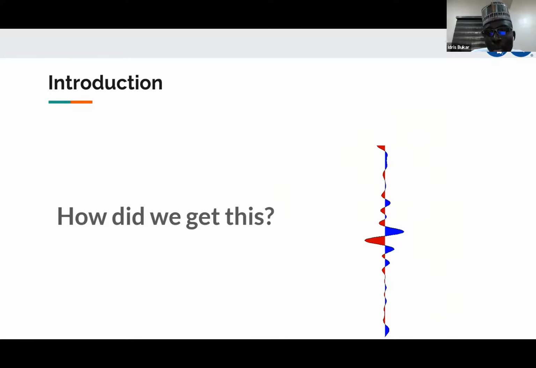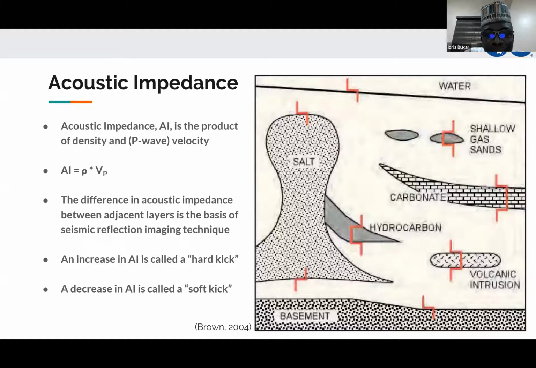Okay, so we have to now talk about acoustic impedance. So we get back to that seismic trace, but we have to go back to the basics. So AI, or acoustic impedance, is the product of density and P wave velocity, because there is S wave velocity, for instance. So compressional wave velocity. So therefore, AI is given as density times VP. Now, the difference in acoustic impedance between two layers, one on top of the other, two adjacent layers, is the basis of the seismic reflection imaging technique.